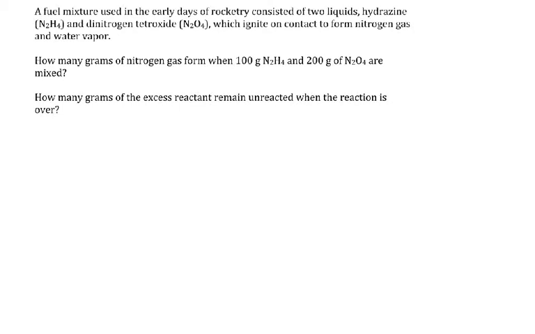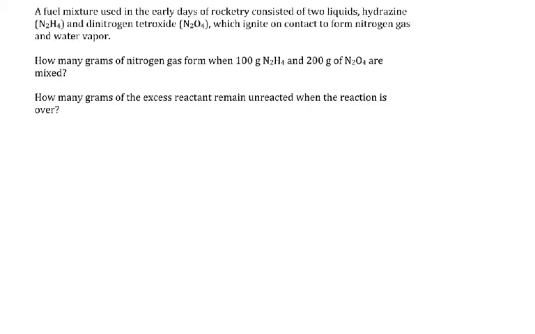So let's look at a limiting reagent problem. A fuel mixture used in the early days of rocketry consists of two liquids, hydrazine and dinitrogen tetroxide. These ignite on contact to form nitrogen gas and water vapor. We want to know the grams of nitrogen gas that could be formed from 100 grams of hydrazine and 200 grams of dinitrogen tetroxide. In order to figure out the amount of grams of nitrogen gas, we have to know the limiting reactant and the excess reactant.